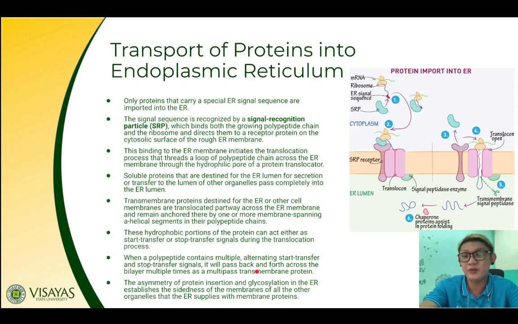So the asymmetry of protein insertion and glycosylation in the ER establishes the sidedness of the membrane of all the other organelles that the ER supplies with membrane proteins. That is how a transmembrane protein, a protein that is embedded within the membrane of the ER, is actually synthesized. So that ends our lesson for today.